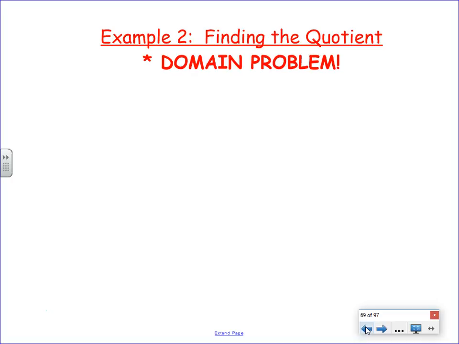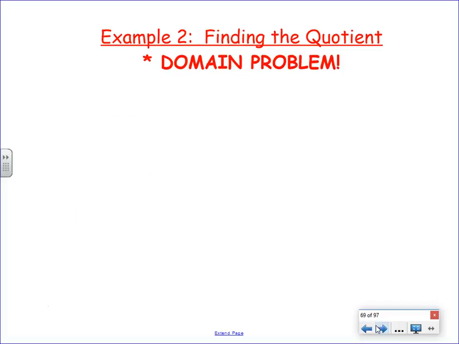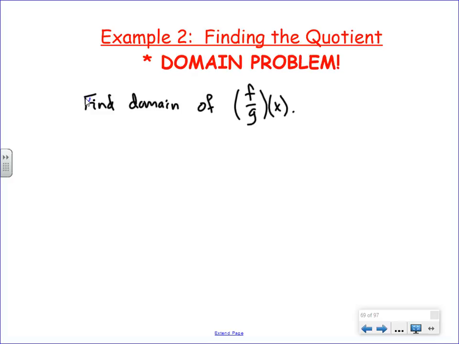Using the exact same functions that we just had, which were f is 2x plus 1, and g is x squared plus 2x minus 1, I want you to find the domain of f over g. Just as a quick little, oh hey, if I make a fraction, I actually make a problem if the denominator can be 0.